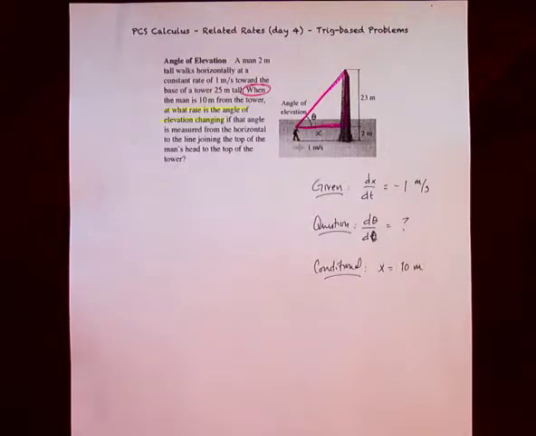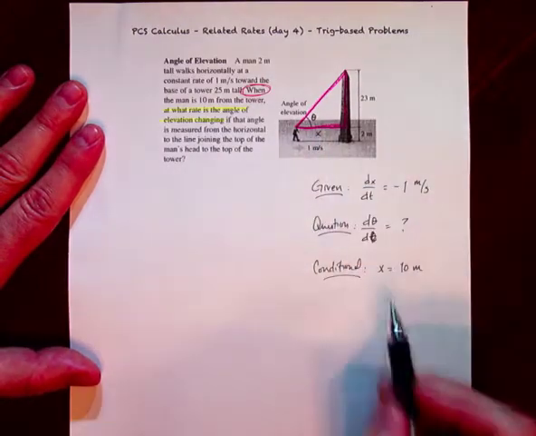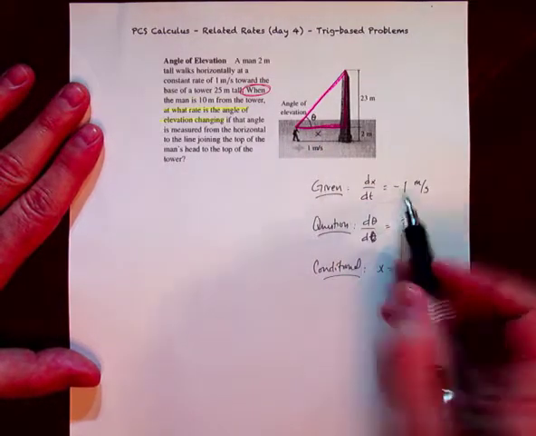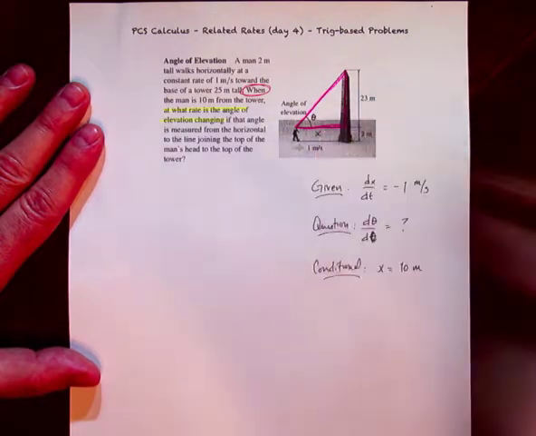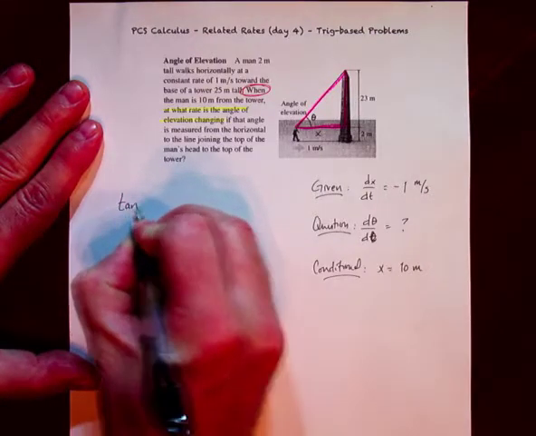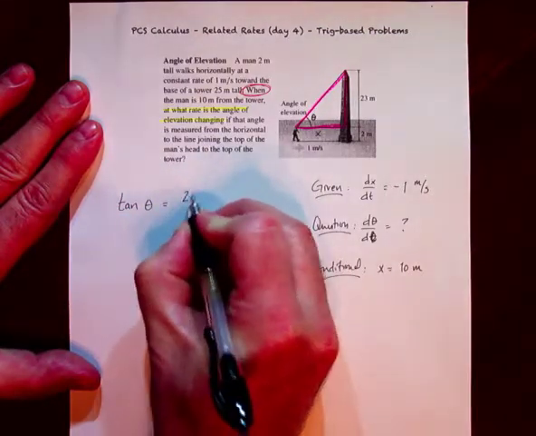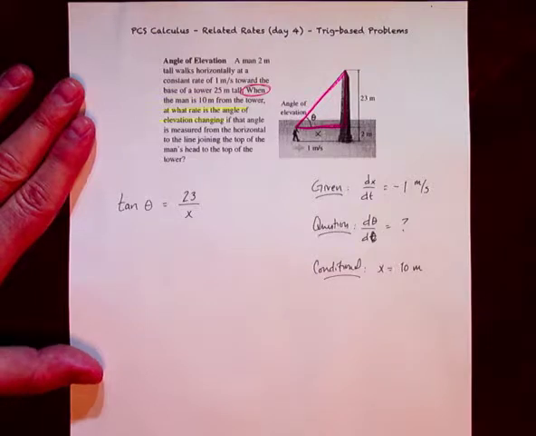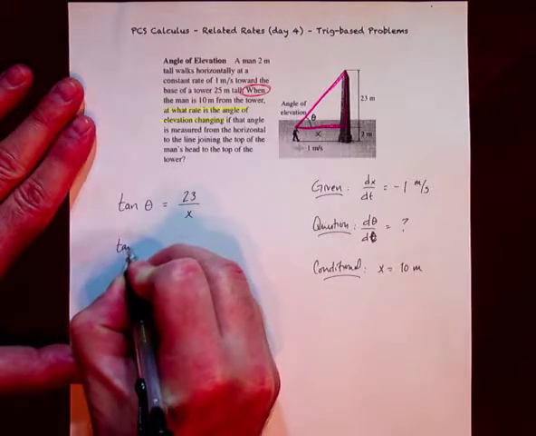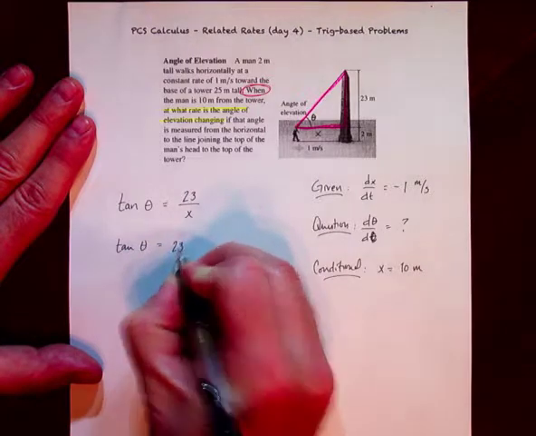Alrighty. Now, if I'm going to be dealing with theta, if I'm going to be dealing with trig, I need to choose a trig function which will model these circumstances, okay? I'm dealing with x. I'm given x here. I'm given dx/dt here. I don't really care about this length. According to theta, I'm only interested in the opposite and the adjacent, which means that I need tangent theta is equal to opposite over adjacent. Okay? Or, you know, if you want to, it can become tangent theta is equal to 23x to the negative 1.